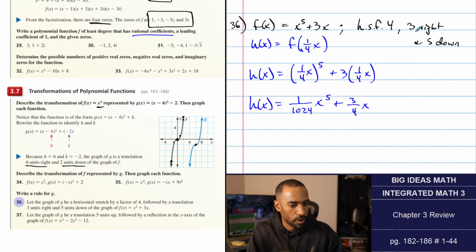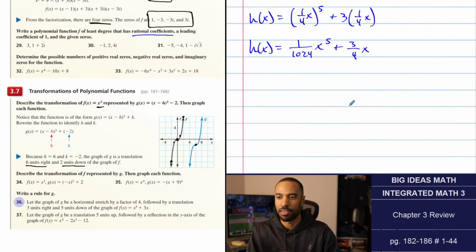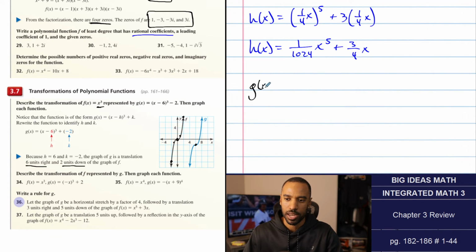I'll make sure I wrote down the problem right for the 5th power. Yep, that's going to be it. So that's a horizontal stretch by a factor of 4. These get that much smaller as a result. Now we're going to go 3 units right and 5 units down. So for this, we'll call this now the g of x.